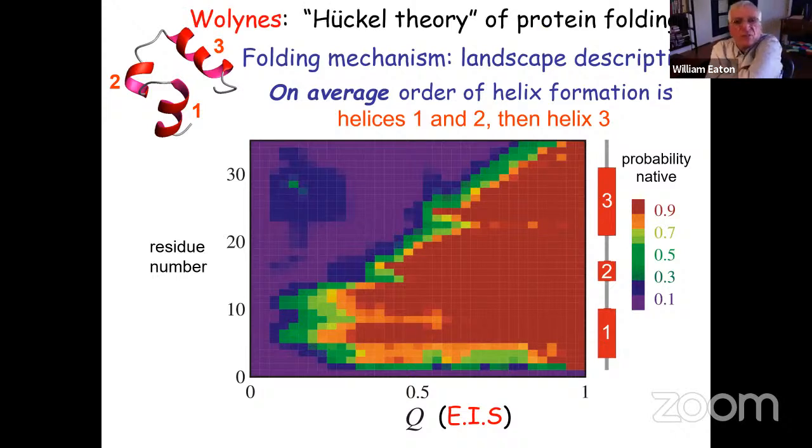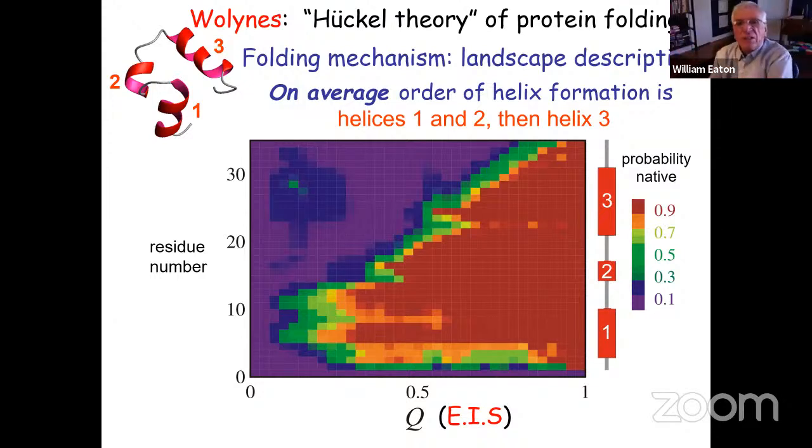Peter called this mechanistic theory, this model of Victor Muñoz and Eric Henry, the Hückel theory of protein folding. And when he first told me that, I was a little bit insulted. I thought he was making fun of our theory. But then he told me this morning when I talked to him that he really wasn't making fun, that he thought it wasn't all that bad.